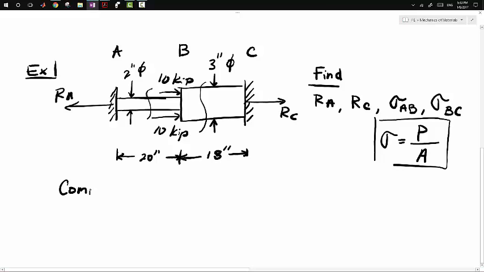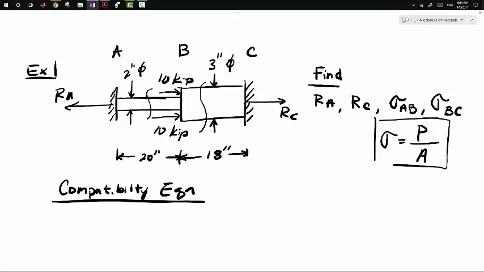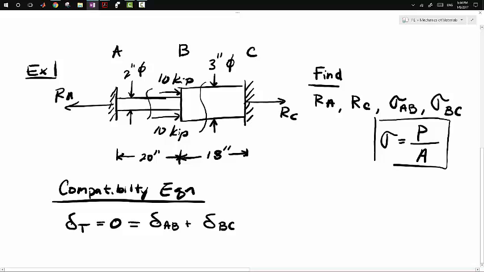And my compatibility equation is going to be that the total deformation in our structure is 0. So our total deformation is equal to 0, which means that the deformation in AB plus the deformation in BC, the sum of those two, will equal 0. And we recall that the deformation equation is the load times the length of the member divided by the Young's modulus times the cross-sectional area.